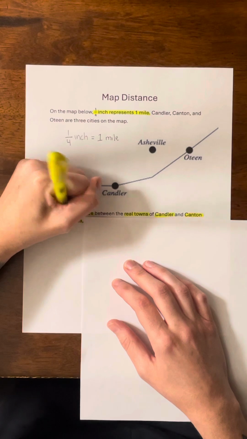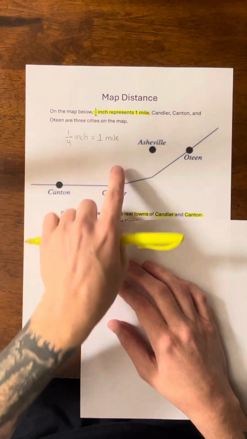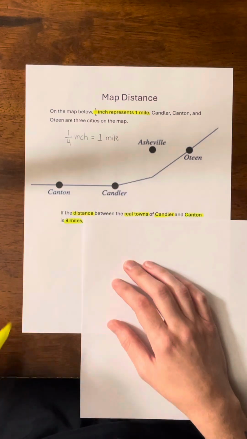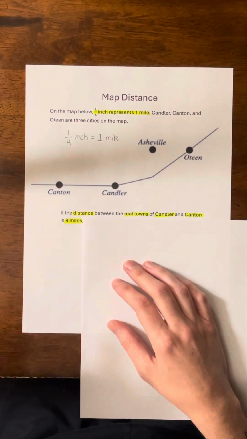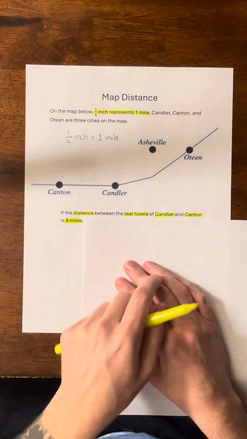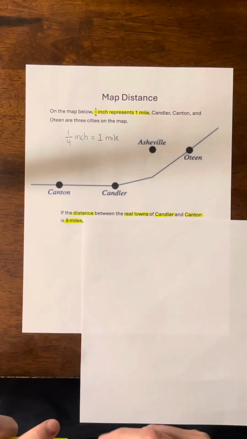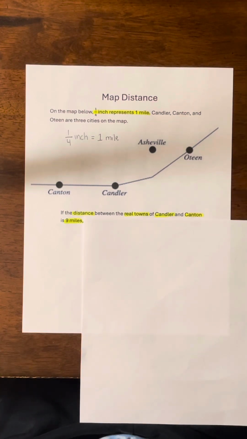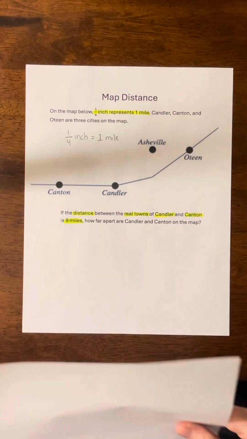Okay, and we know that we're talking about real distance, which right here says miles, and in our scale, we know that miles is our real distance because inches is the distance on our map. So the real towns of Candler and Canton are 9 miles apart. Okay. So we know some information from our problem. Let's see what we are trying to solve. Let's see what our problem is asking us now.